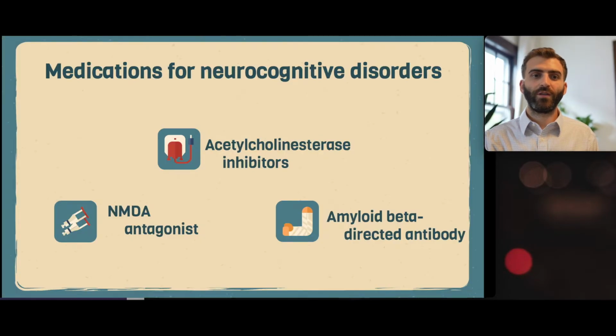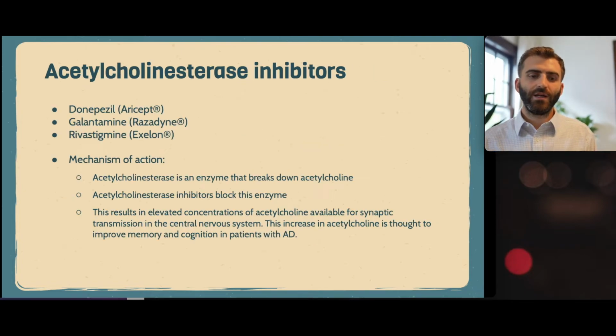Next, let's briefly look at the medications. So there's three major types. We have acetylcholinesterase inhibitors, NMDA antagonists, and amyloid beta-directed antibodies. Acetylcholinesterase inhibitors are seen here: donepezil, galantamine, rivastigmine.